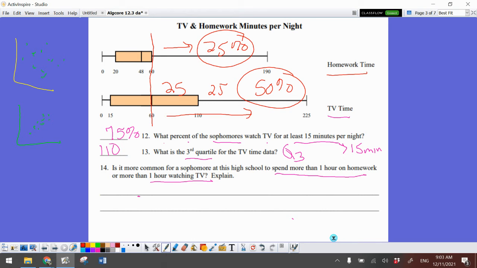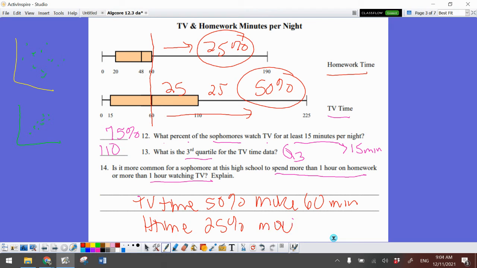Which one's bigger? Well, obviously TV time is 50% more than 60 minutes versus homework time, which is 25% more than 60 minutes. When you're comparing those, it's really good to just draw a line and look at what percentage is more than that or what percentage is less than that, depending on what they're asking you.